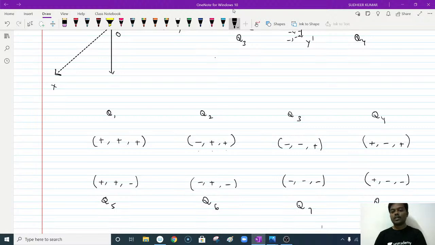This is the way we can easily put the signs for all the three-dimensional points.